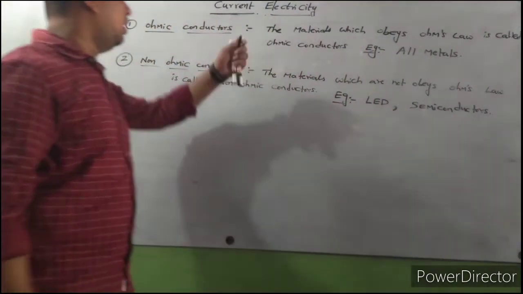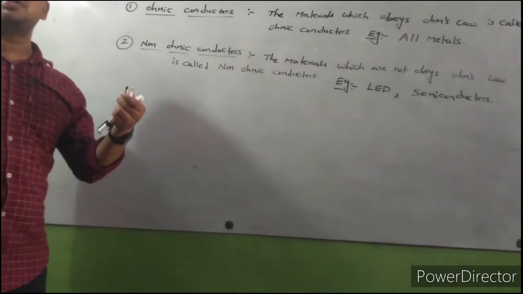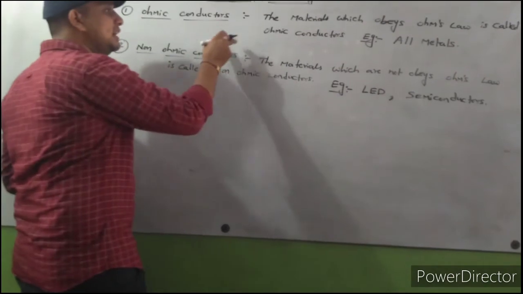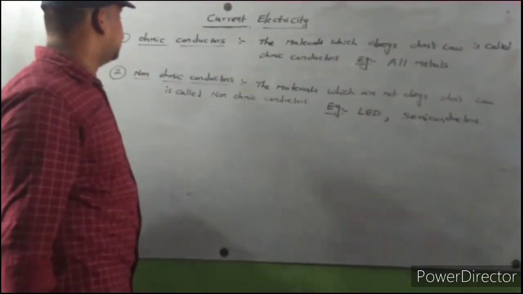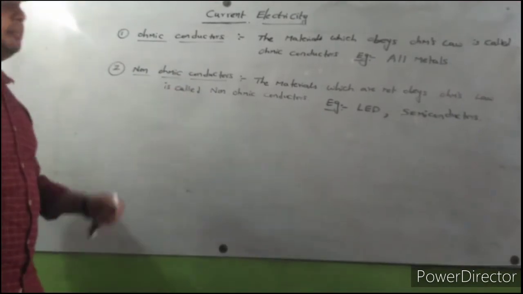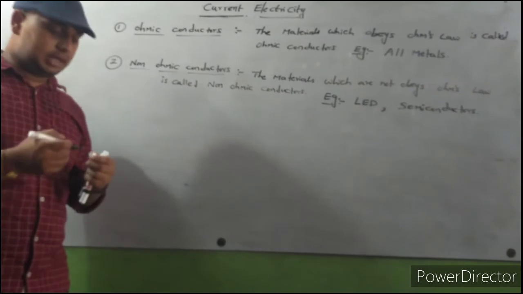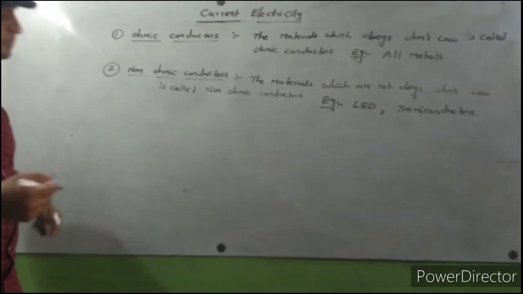So all metals satisfy Ohm's law. What is Ohm's law? V is directly proportional to I. The potential difference is directly proportional to the current. That is satisfied by all metals, so those metals are called ohmic conductors. What are non-ohmic conductors? The materials which do not obey Ohm's law. Examples are LED and semiconductors. How can we draw the graphs here?